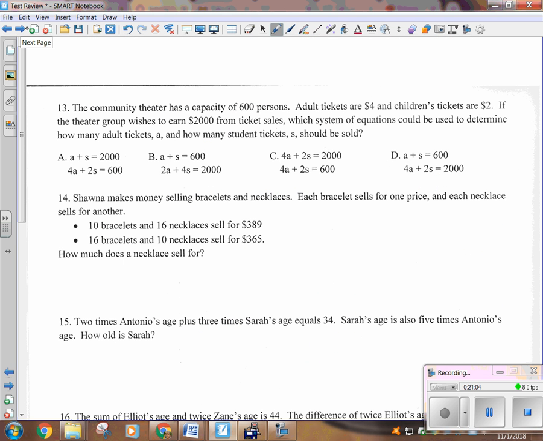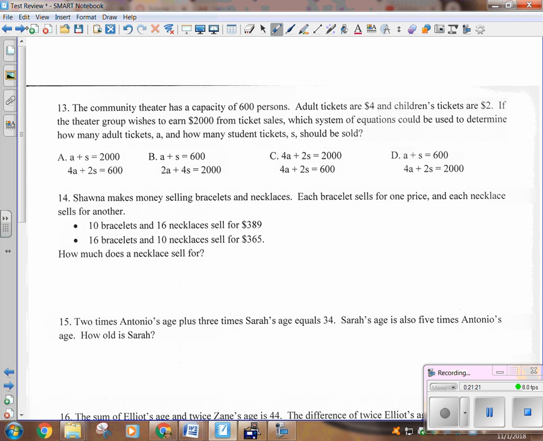Hopefully, while we're reviewing these, it's coming easy to you. You're kind of saying, okay, yeah, I remember doing that. 13. Now, I notice in 13, it's basically saying which system of equations. I don't even have to solve this system. I just have to figure out which one is the best.